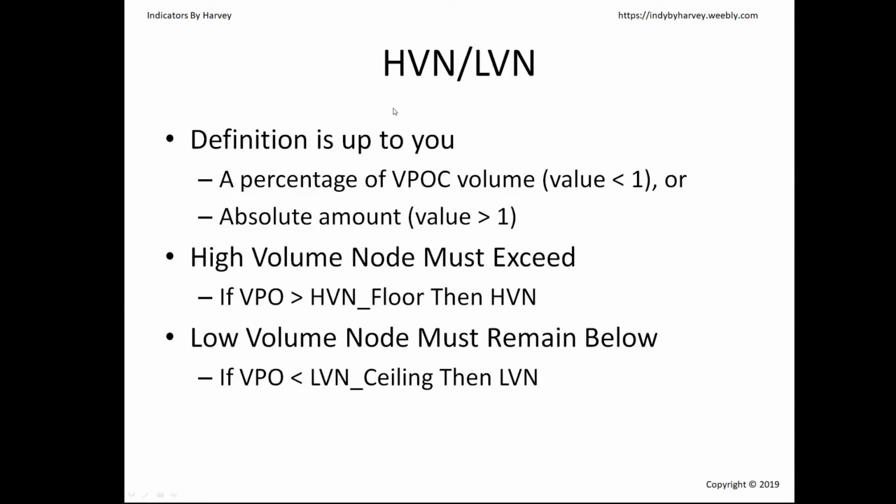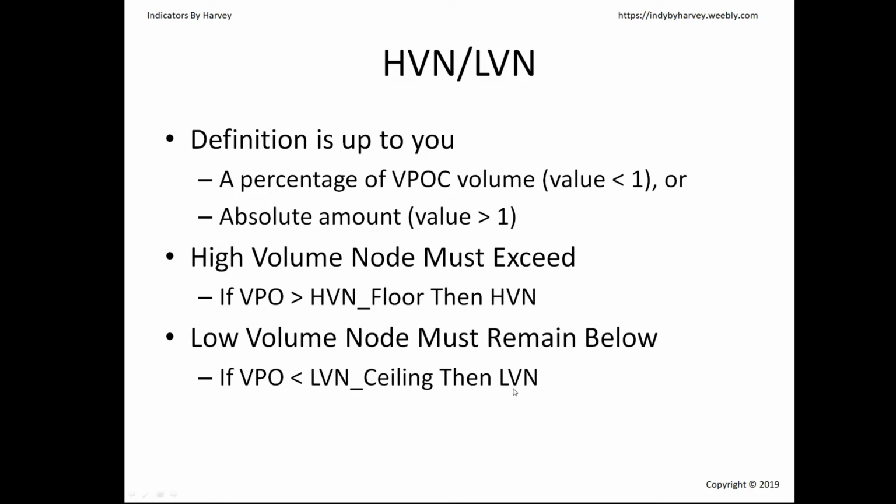The next input of importance is the high volume node and low volume node definitions. The indicator allows you to define a percentage of the VPOC volume or an absolute amount to define either the HVN floor, which is the lowest amount a VPO could be to be considered a high volume node, or the LVN ceiling, which is the highest amount a VPO can be considered before it's called a low volume node.